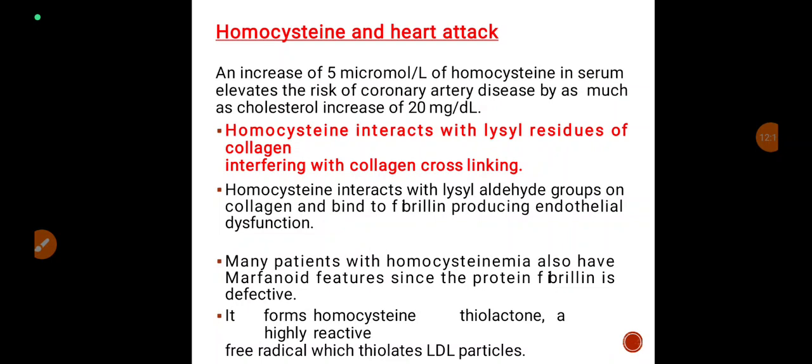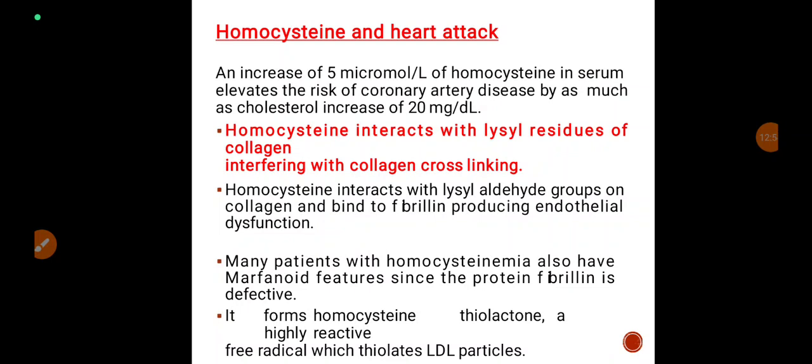Homocysteine, how is it related to heart attack? An increase of 5 micromole per liter of homocysteine in serum elevates the risk of coronary artery disease by as much as a cholesterol increase of 20 mg per deciliter. Homocysteine interacts with lysyl residues of collagen, interfering with collagen cross-linking. Homocysteine interacts with lysyl aldehyde groups on collagen and binds to fibrillin, producing endothelial dysfunction. Many patients with homocysteinemia also have marfanoid features, since the protein fibrillin is defective.